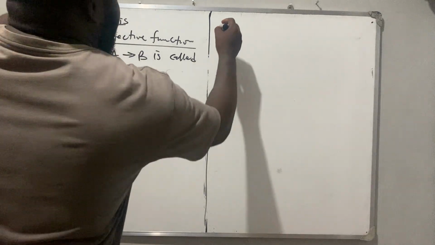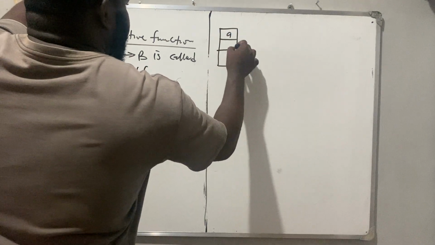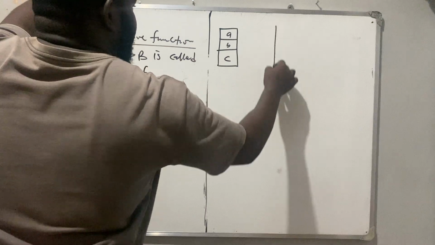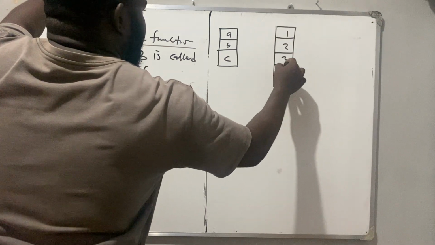Let me give you an illustration. If I have something like this, look at this. If I have that this is A, B, and C, and then I have maybe something like this: 1, 2, 3, and 4.